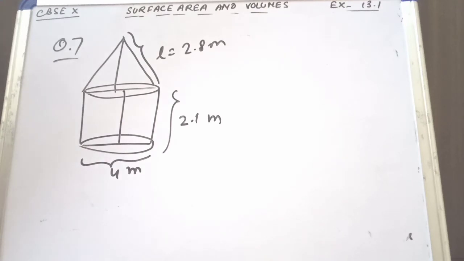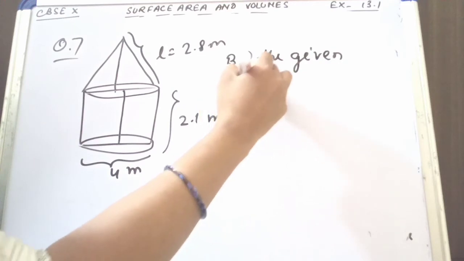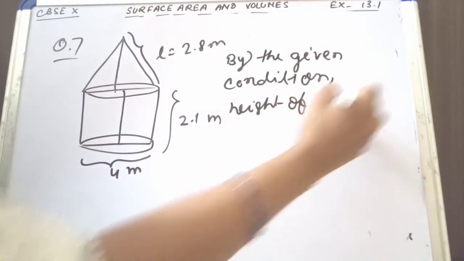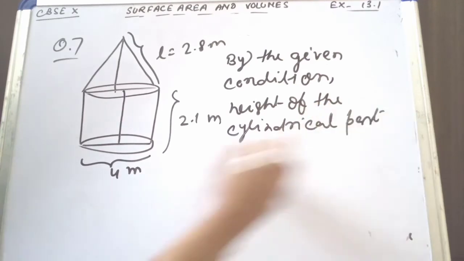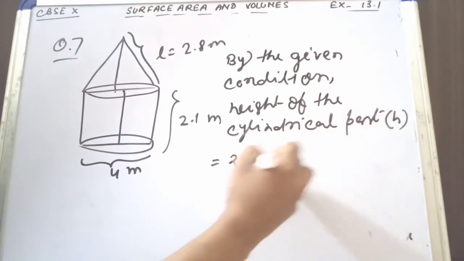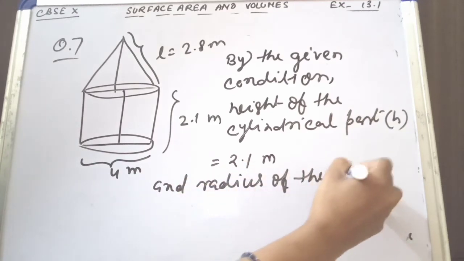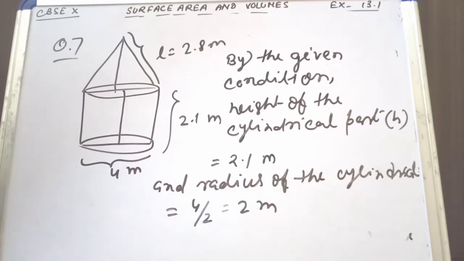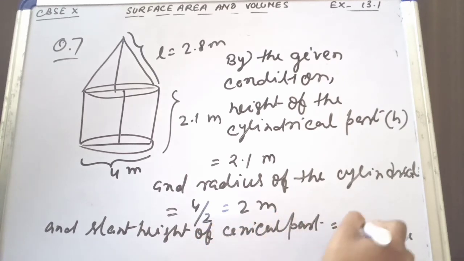So by the given condition, the height of the cylindrical part is equal to 2.1 meter, and the radius of the cylindrical part is equal to 4 by 2, that means 2 meter, and the slant height of the conical part is equal to 2.8 meter.